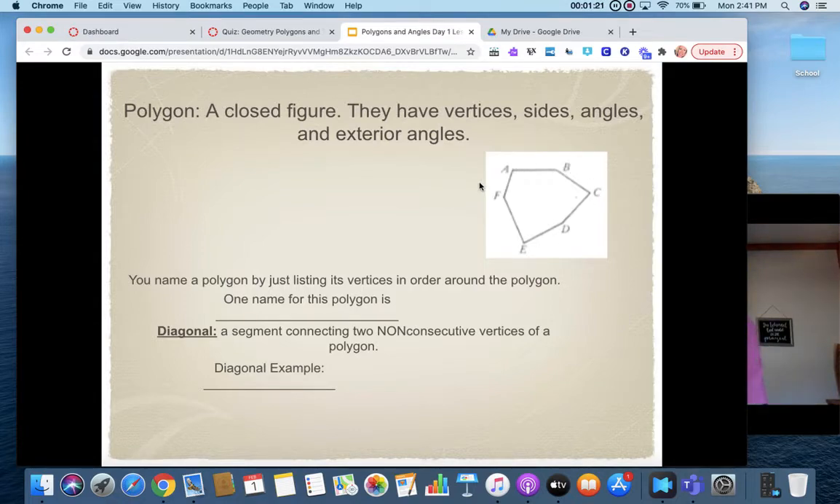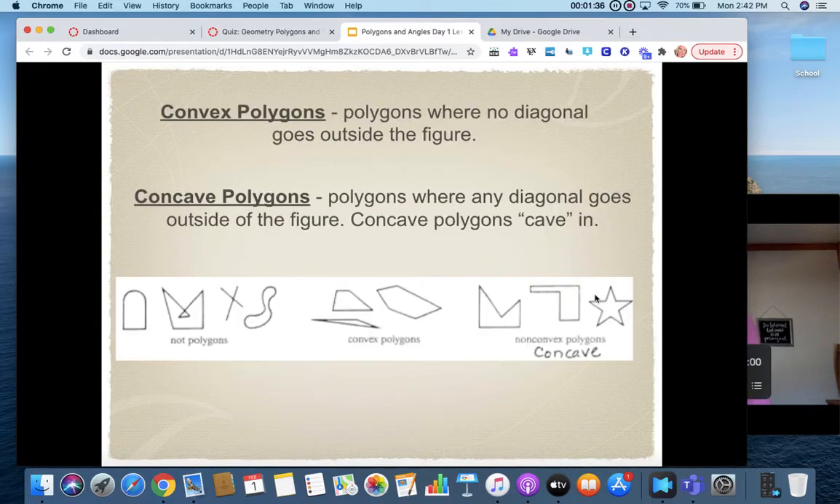A diagonal is a segment that connects one vertex to another vertex. So if I connect from A to D, that's called a diagonal. Now if I connect from A to B, that's not a diagonal because that's just a side.